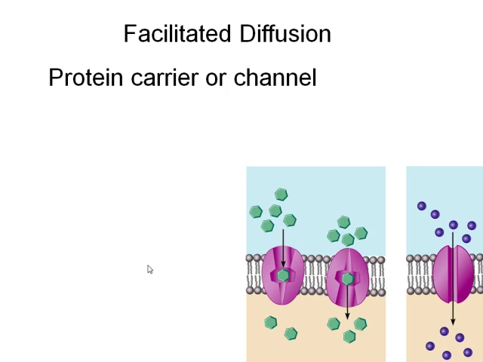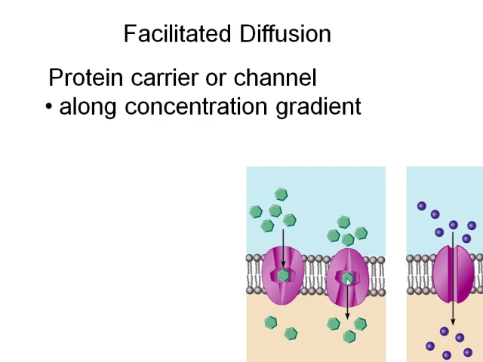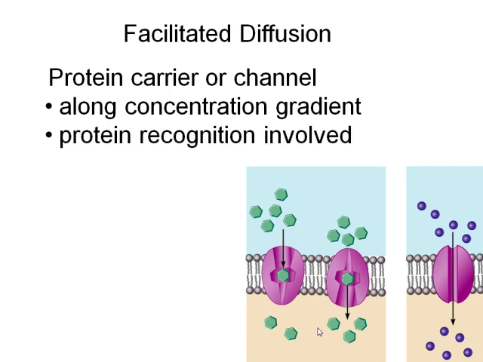In facilitated diffusion, there is an additional component. There is a protein carrier or a protein channel in the cell membrane. So some of those proteins that are embedded in the cell membrane act to assist with facilitated diffusion. Now, we still move along a concentration gradient. There's going to be more on one side of the membrane than on the other, and this will occur until we have equal numbers of the molecules on both sides of the membrane.